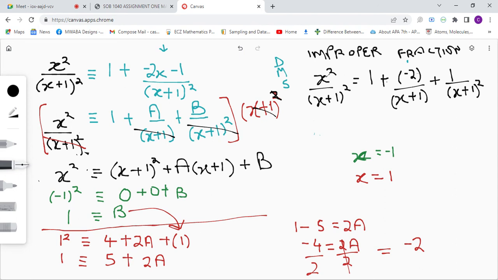So this negative and positive, the negative gets rid of the positive. So we're going to have 1 minus 2 over (x + 1) plus 1 over (x + 1)². So that is our answer.